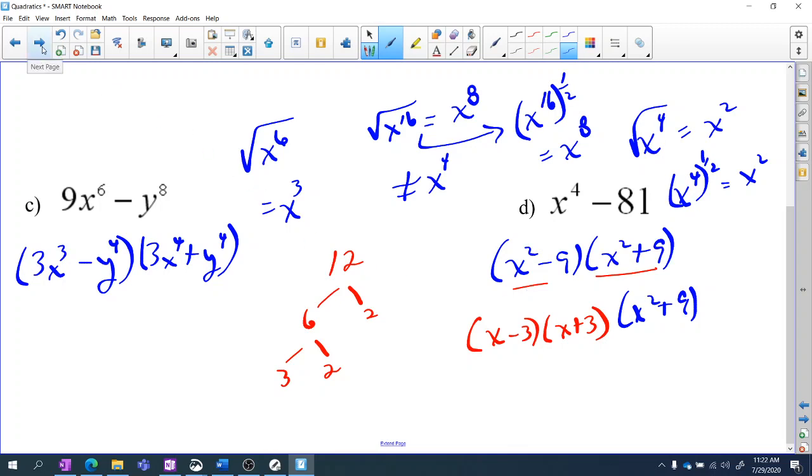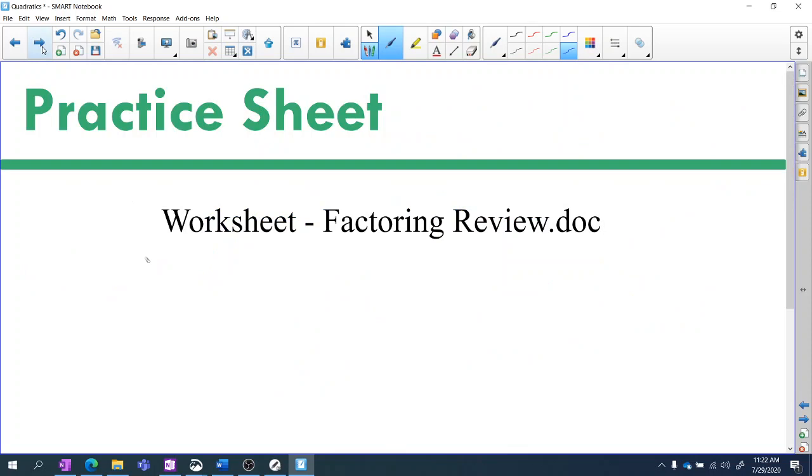Now, I have a practice sheet. It's in your class notebooks. It's indicated factoring review. So if you'd like to brush up on this and make sure you do get these mastered, certainly open up that sheet and have a look at it.